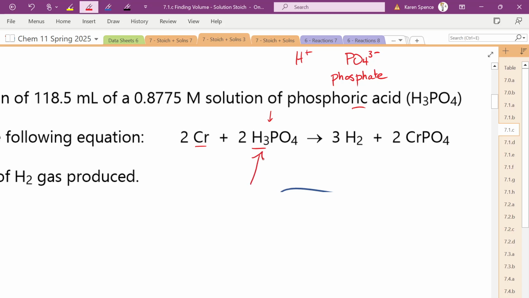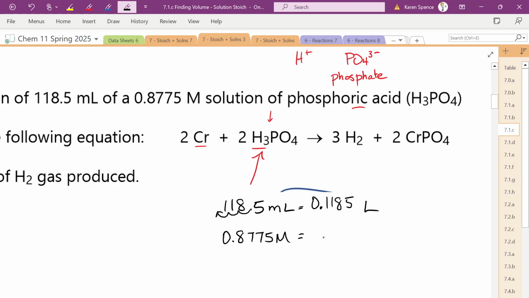And we are told that this substance here, we have 118.5 milliliters. What should we do with milliliters? Turn it into liters. So that would be 0.1185. Don't forget you move your decimal place 1, 2, 3 places to the left when going from milliliters to liters. And we are also told that we have 0.8775 molar. So we are going to rewrite that as 0.8775 what? Moles per liter.